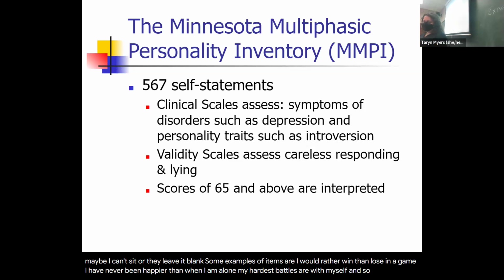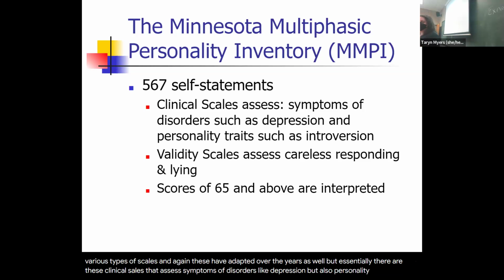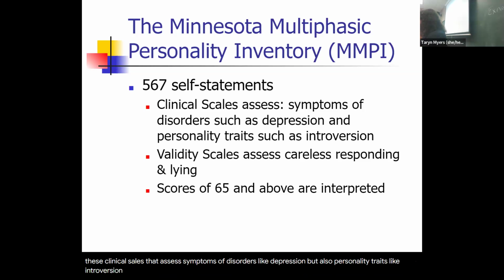And so there are various types of scales, and again, these have adapted over the years as well. But essentially, there are these clinical scales that assess symptoms of disorders like depression, but also personality traits like introversion. There are a whole bunch of subscales based on that, that have evolved over time and become more scientific and give you a lot of really interesting information.